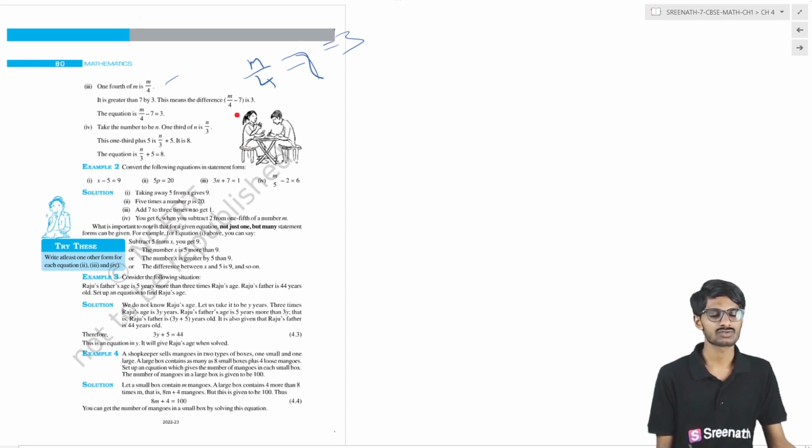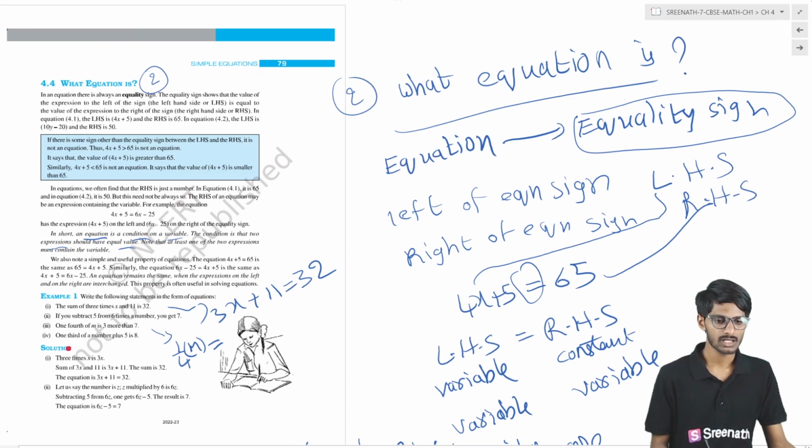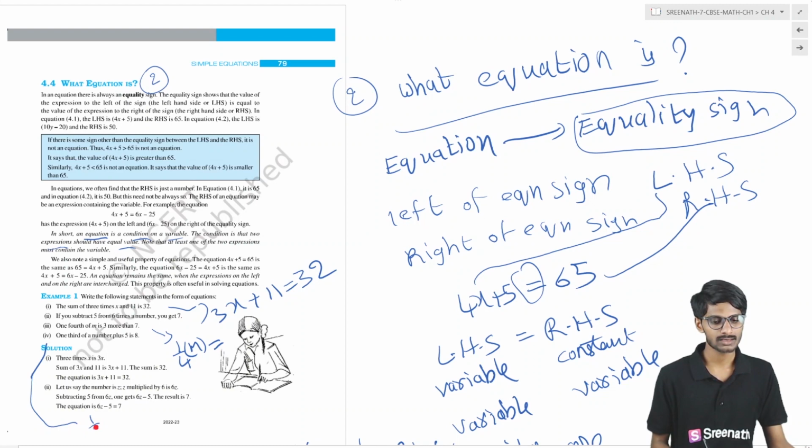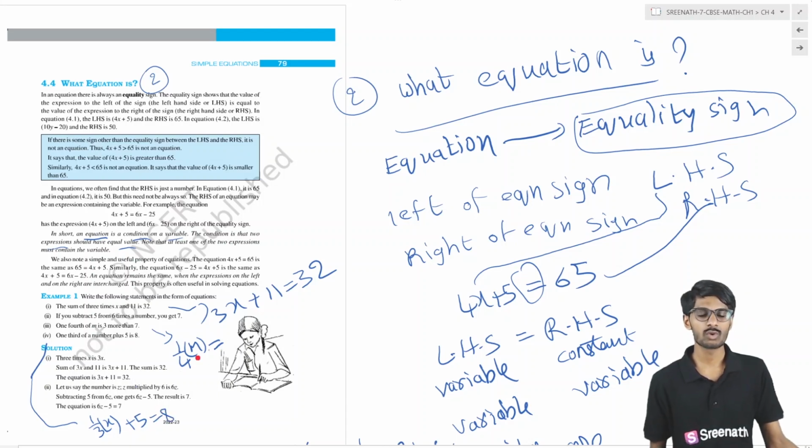Take the number to be n. 1/3 of n is n by 3. So here, 1/3 of a number plus 5 is 8. So 1/3 of a number, we can assume that as x. 1/3 of the number is x by 3 plus 5 is 8. So we can write it equal to 8 here. So we can write it clearly here. 1/3 of a number means we can take that number as x, plus 5. So plus 5 is 8 means equal to 8. So this is the way we have to write the equation.